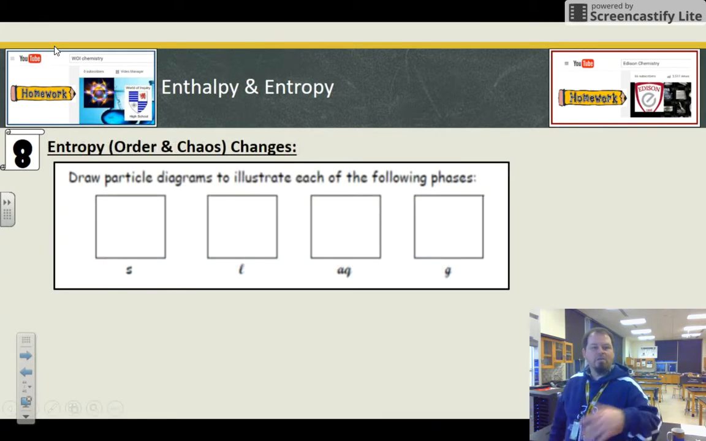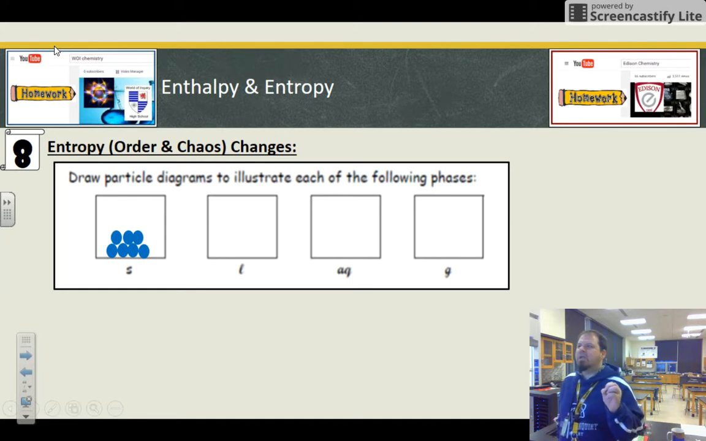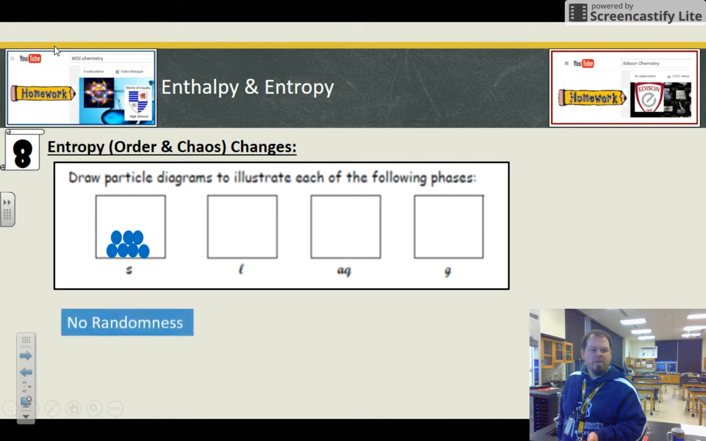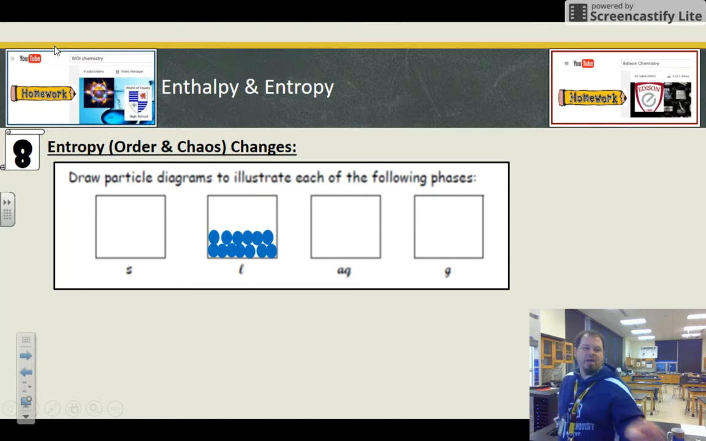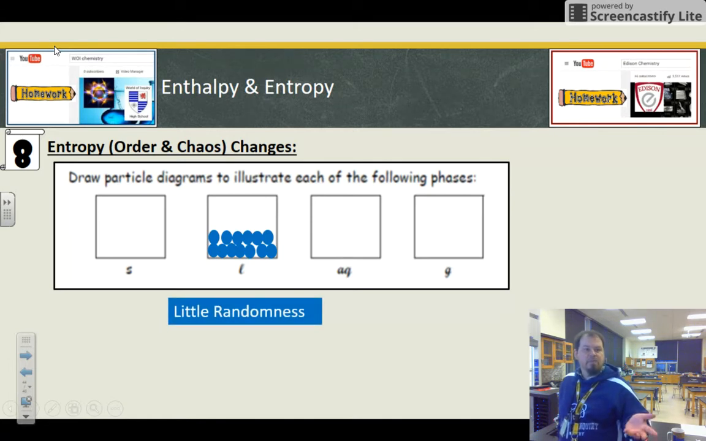So, particle diagrams for each of the following phases. Remember, solid is going to look something like this, right? I want the circles to be touching. It comes out a lot darker on my smartboard than it does on my computer monitor, so hopefully you see the light blue on the computer monitor. They should be touching and they should be rigid. Liquid, and there's no randomness, right? Liquids have a little bit more randomness just because they take the bottom of the container, but they can move, correct? So they have a little bit more randomness. These are all going to be kind of in order, and this is going to end up being just what phase are we in.